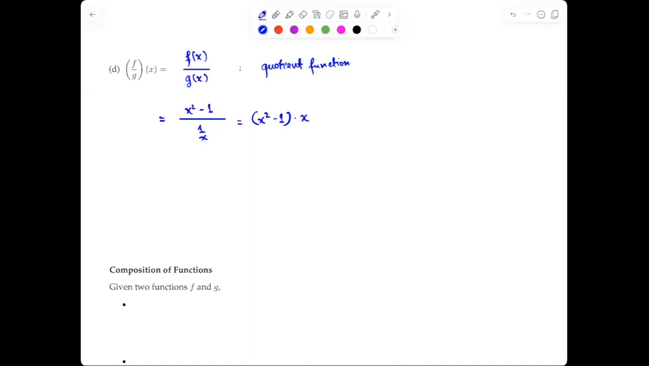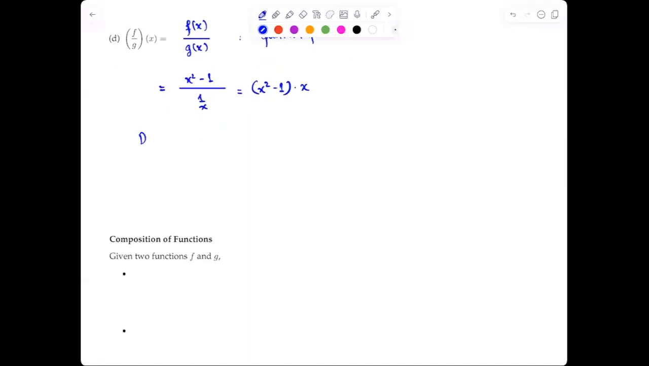Therefore, the domain of the quotient is all real numbers except 0. This indicates that the domain is the intersection between capital A and capital B and a condition, but we just ignore that condition.